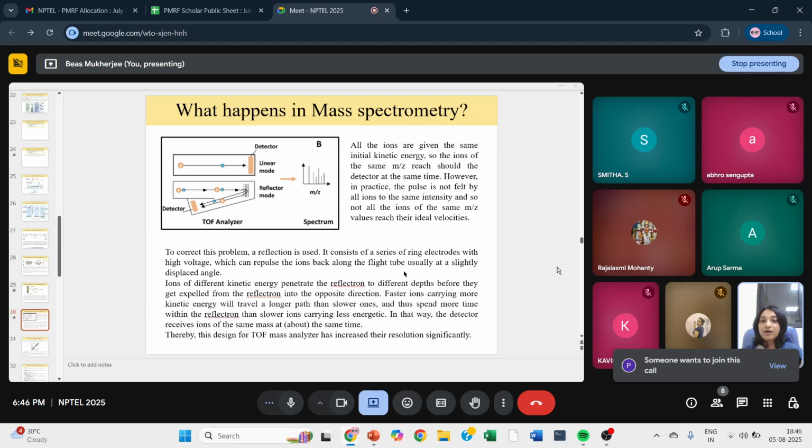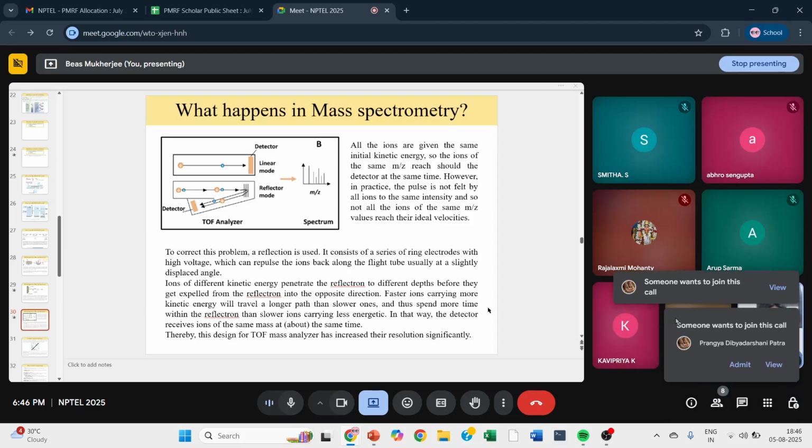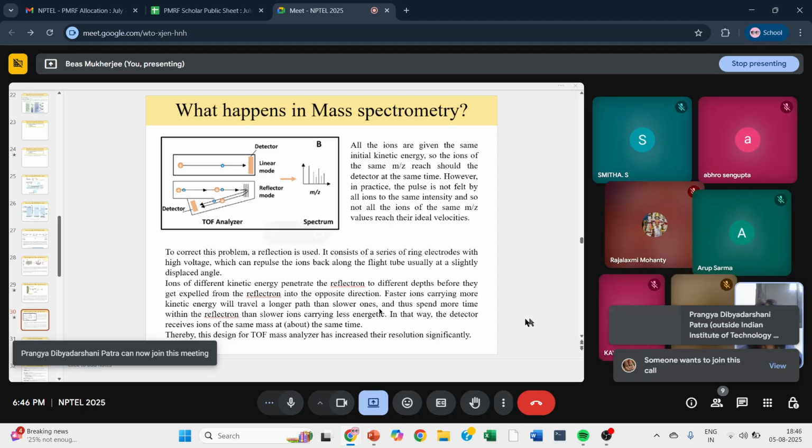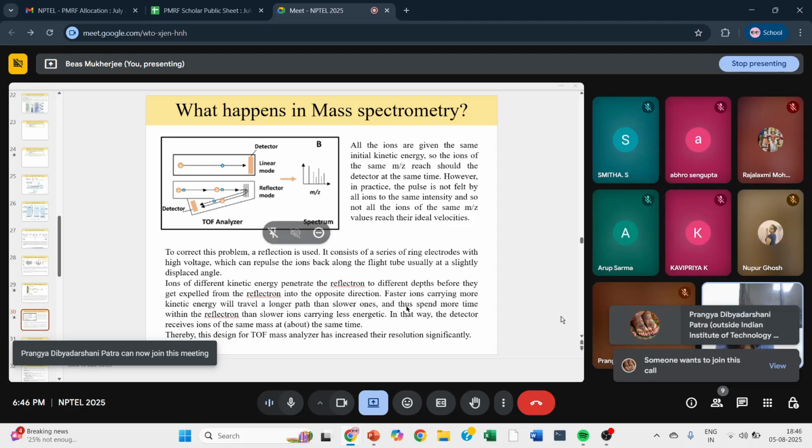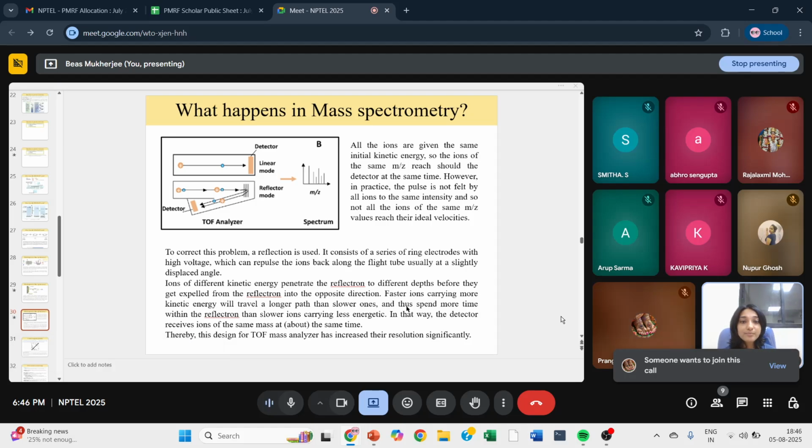Okay. Now, see what happens is faster ions carrying more kinetic energy will travel a longer path than the slower ones, and thus spend more time within the reflectron than the slower ions carrying less energy. Then what happens in that way? The detector receives ions of the same mass at about the same time. So thereby the design of the time of flight mass analyzer has increased the resolution.